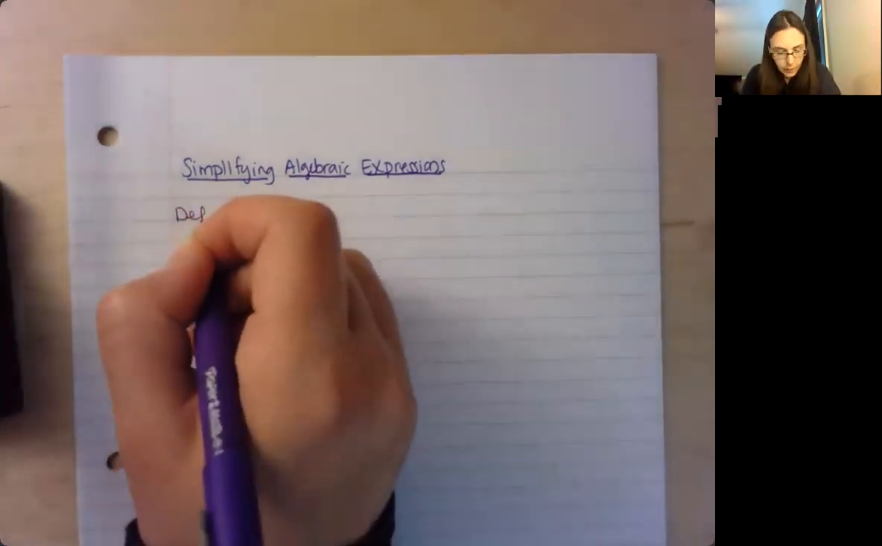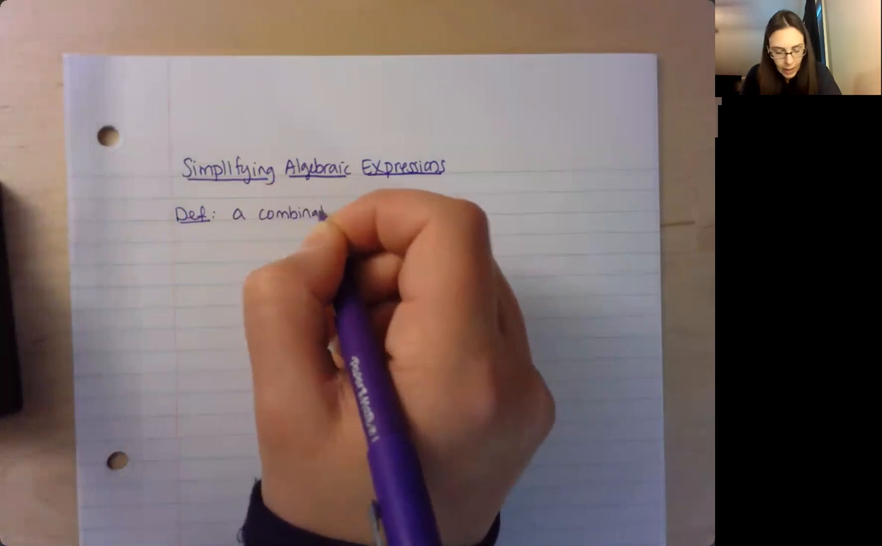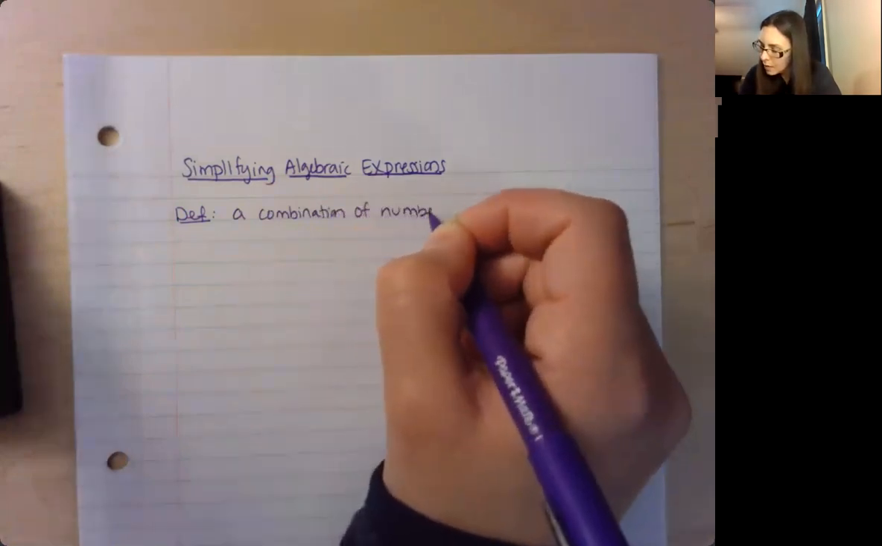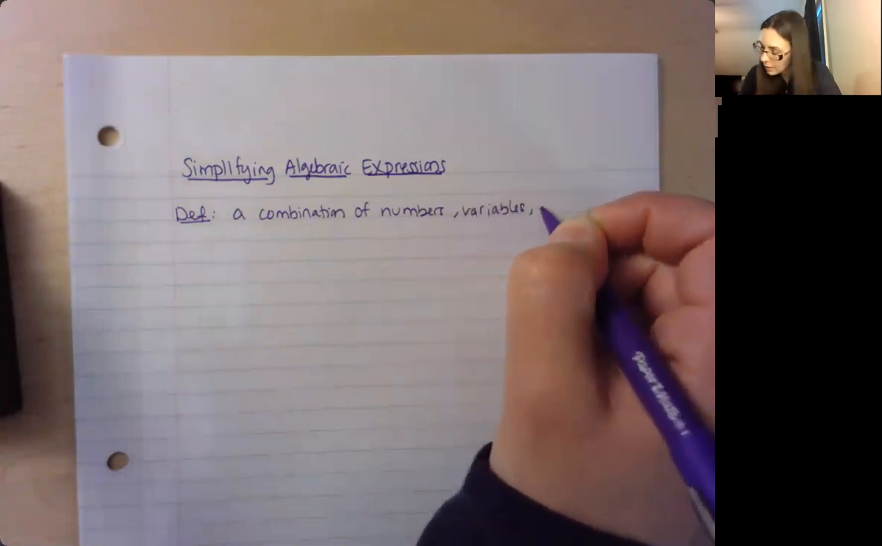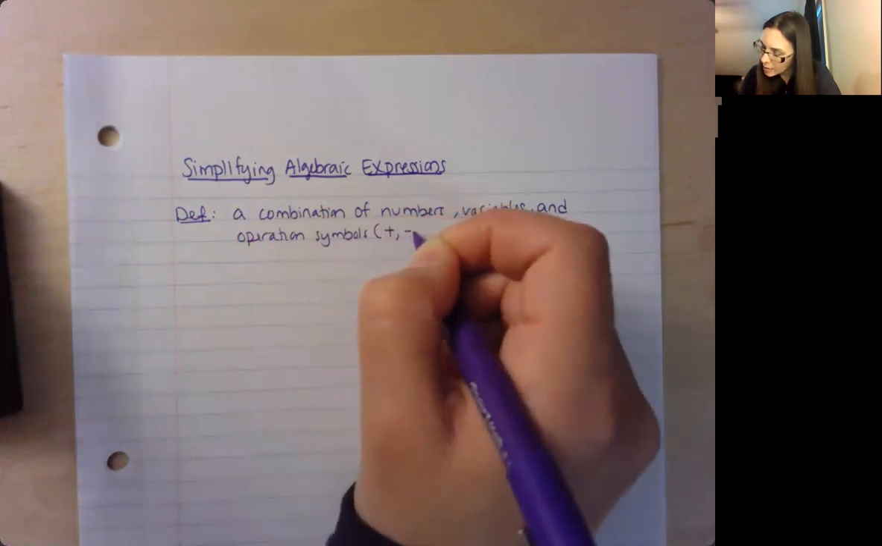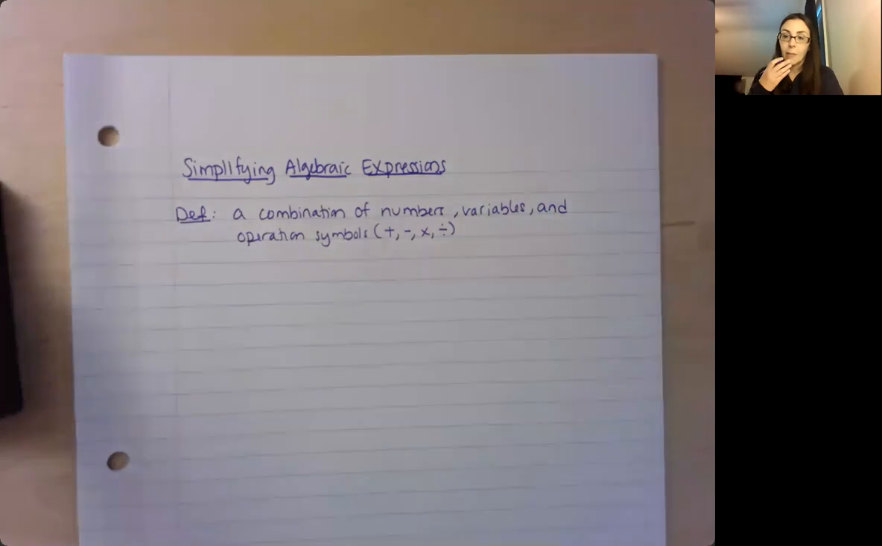All right, so just as a reminder, a combination of numbers, variables or letters, and operation symbols, right? So things like adding, subtracting, multiplying, or dividing, as well as even grouping symbols and things like that.